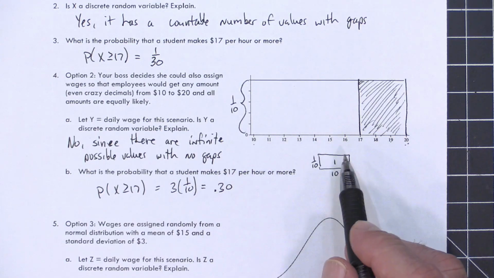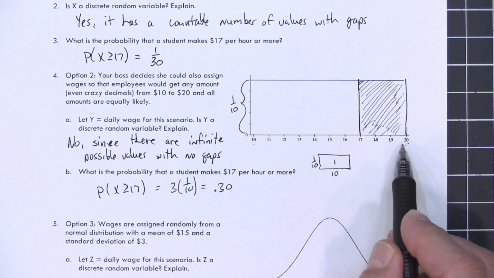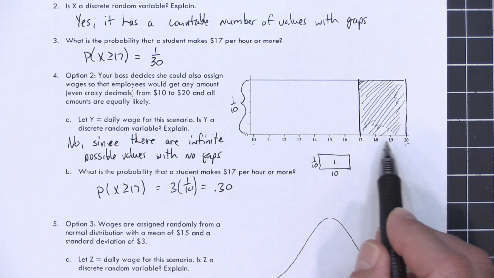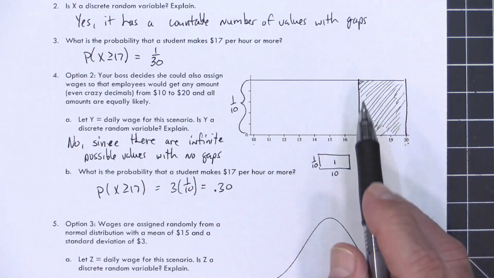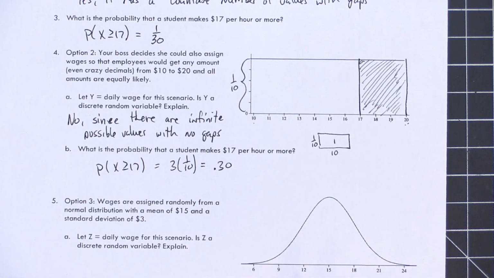So if I'm asking what's the probability that the wages are 17 or above up to 20, that distance is 3 and the height is 1/10. Okay, so it's 0.30. I know it's probably a little hard for some of you, but it's okay. We're going to go to the next part.